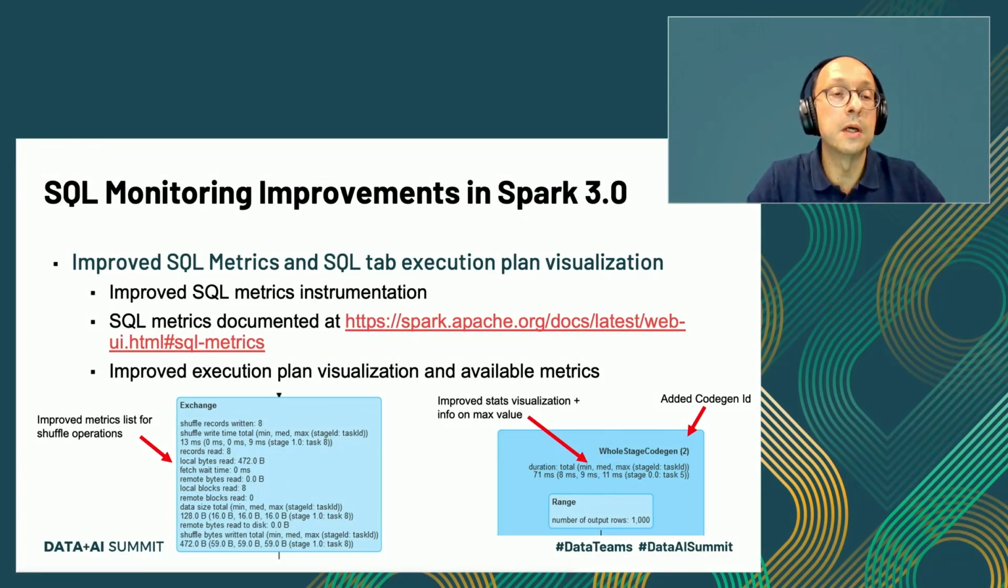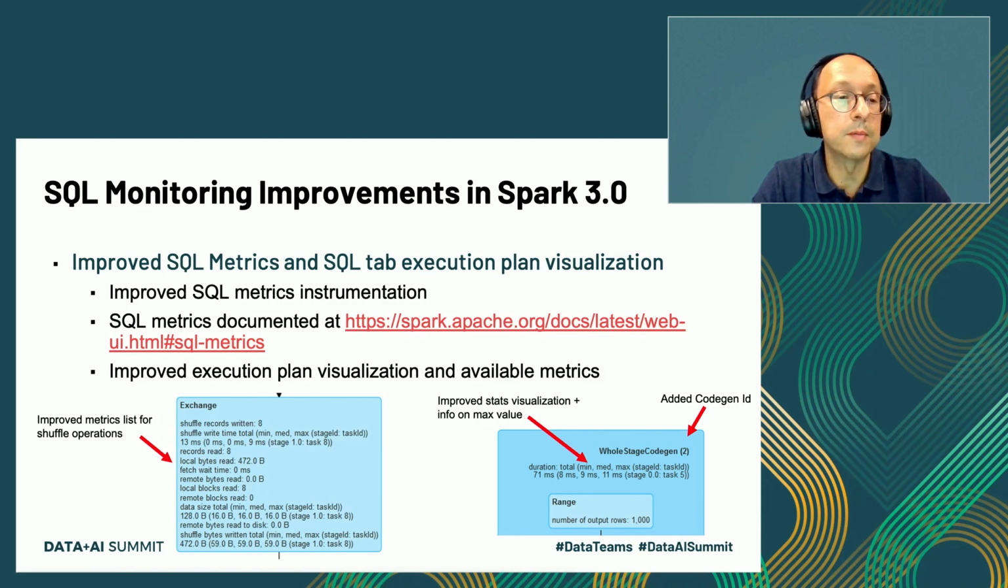I want also to mention improvements in SQL monitoring. So SQL and the DataFrame API is now the main API for Spark usage, at least here at CERN, but I guess in the community in general. So it's very nice to see improvements in the monitoring of SQL. One thing that we have also in terms of documentation: the SQL metrics that instrument how the execution of SQL and DataFrames happens have also been documented, and we can see them in the SQL tab.